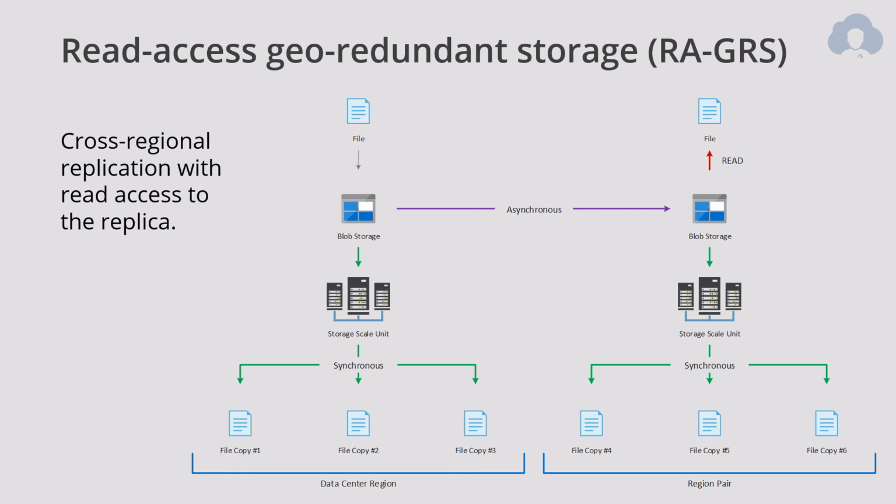Lastly, you have read access geo-redundant storage, very similar to the previous scenario, except in this scenario you can actually read at all times from the second region, because in the previous example, in geo-redundant storage, you would not be able to read data from the second region unless Microsoft would initiate a failover.